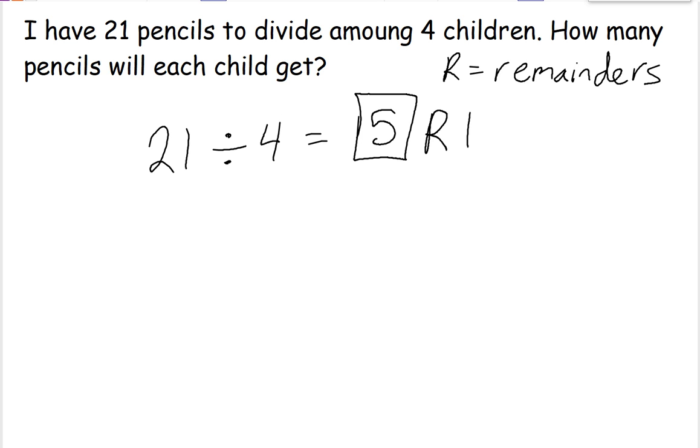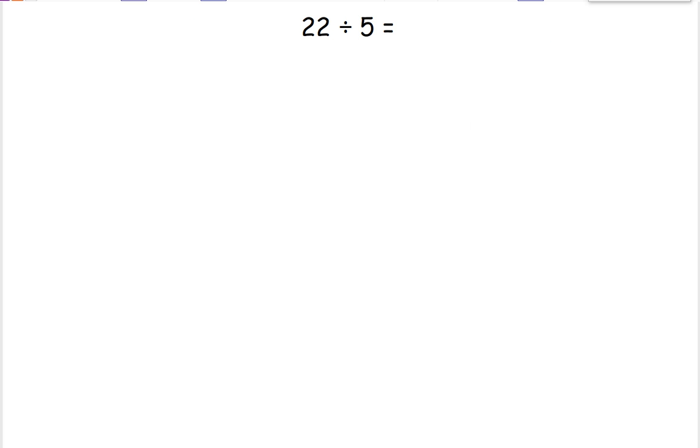And I can check my answer by multiplying the divisor and the quotient, and then adding the remainder. So 4 times 5 is 20, plus 1 is 21. So if I had 22 pencils, so 22 divided by 5 this time, I know that 20 divided by 5 equals 4. And then I would have 2 pencils left over. So it would be 4, remainder 2.